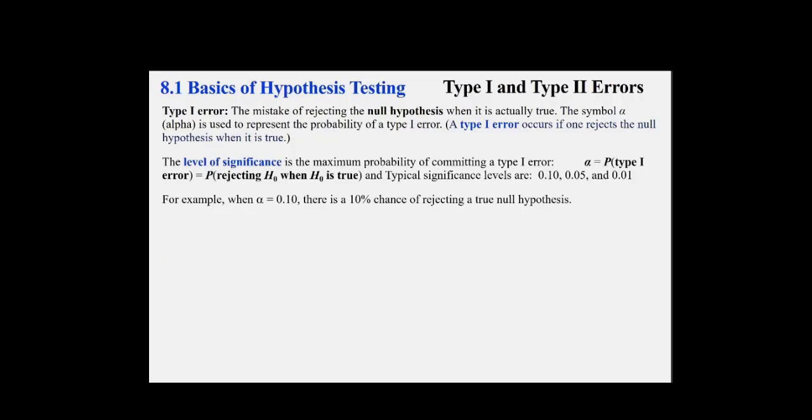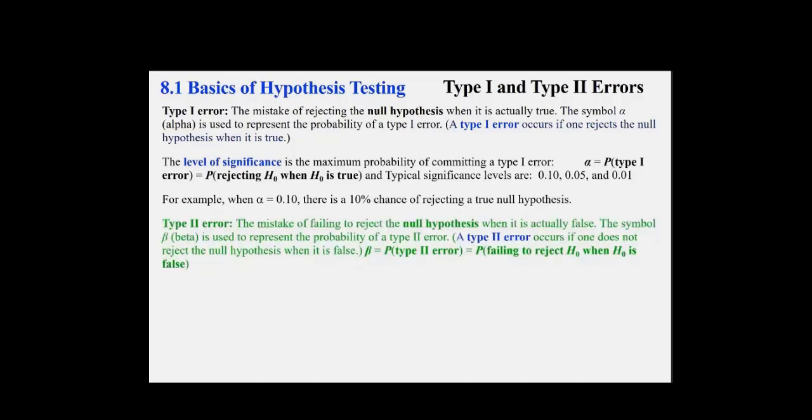Type 2 error. Type 2 error is the mistake of failing to reject the null hypothesis when it is actually false. The symbol beta is used to represent the probability of a type 2 error. A type 2 error occurs if one does not reject the null hypothesis when it is false. Beta is equal to P(type 2 error), which is P(failing to reject H0 when H0 is false).